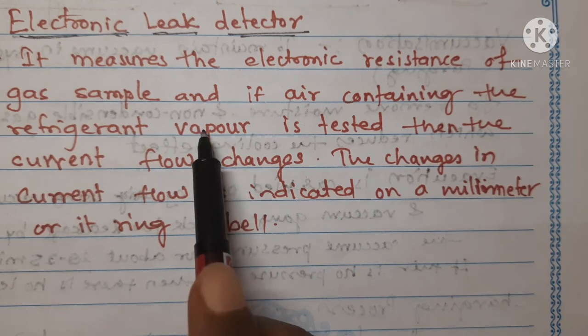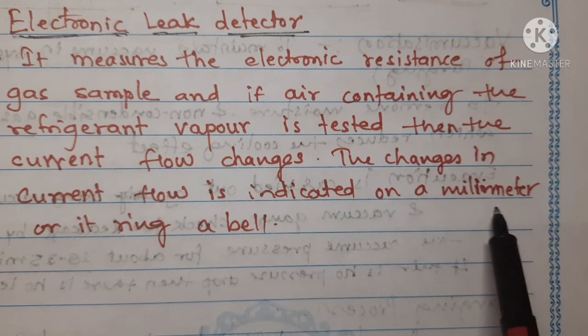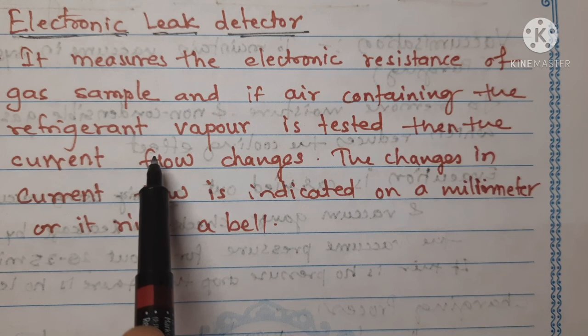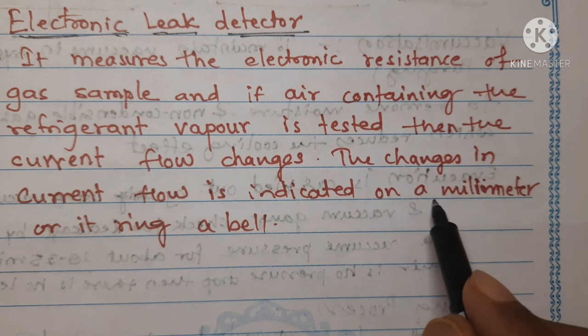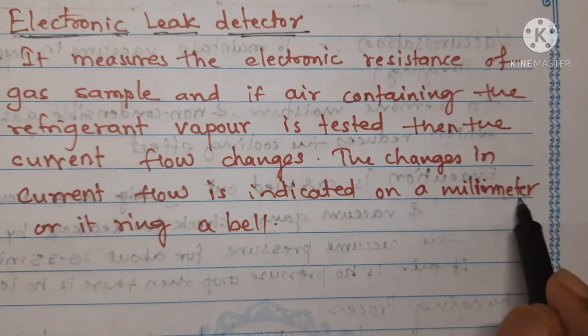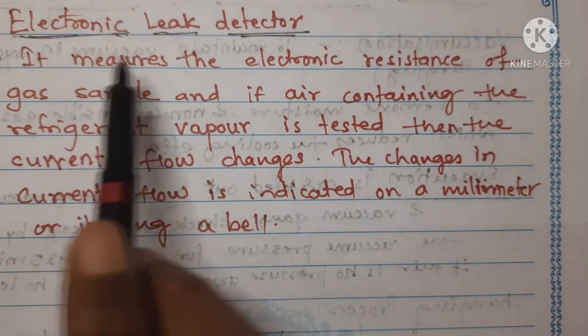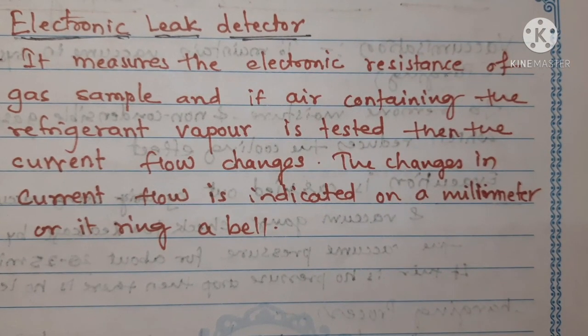Notice that there is a leakage of refrigerant vapors. The change in current flow is indicated on a millimeter or it rings a bell. If there is a change in current flow due to the refrigerant vapors present in the air, then it rings a bell or shows the change in current on the millimeter. So nowadays electronic leak detectors, electronic equipment, are used for leak detection. These are the various methods of leak detection of refrigerants. Okay, we stop here.